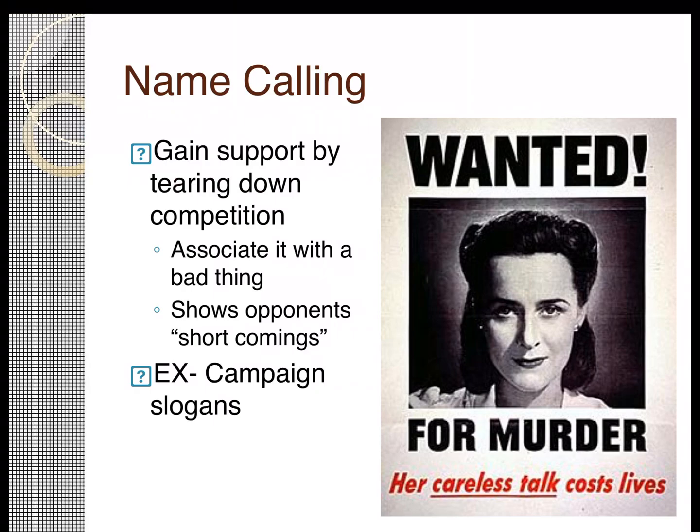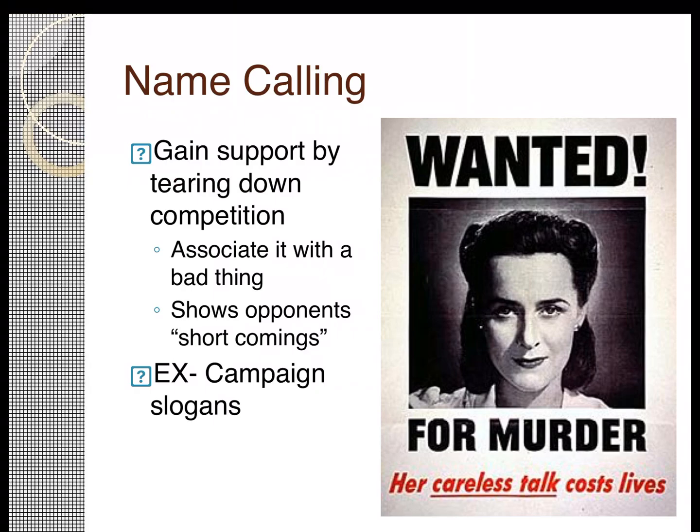All right, so one that is commonly used during presidential and political campaigns is name calling. I want to tear down my competition, so I call them bad names. I associate them with a negative status and position within society. For example, no one wants to be called a murderer, but people who are talking about the movements of our military during World War II, that's a negative thing we associate with them.